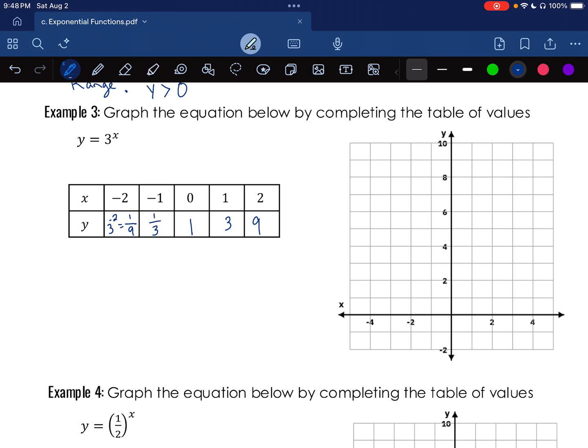So at -2, the value is super, super small, really close to 0, but not 0. Then at -1, a little bit bigger. 0 is at 1, 1 is at 3, 2 is at 9, and then we can connect the dots, making sure your graph swoops up like that. It's getting closer and closer to the x-axis, but it's not touching.